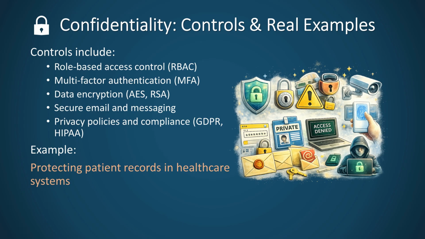Standards like AES and RSA are commonly used to protect data both when it's stored and when it's being sent across networks. Another important control is secure email and messaging platforms. These make sure that private conversations or sensitive documents aren't intercepted while being shared. Think of it as sending a sealed envelope instead of a postcard. Finally, organizations follow privacy policies and compliance frameworks such as GDPR in Europe or HIPAA in healthcare.